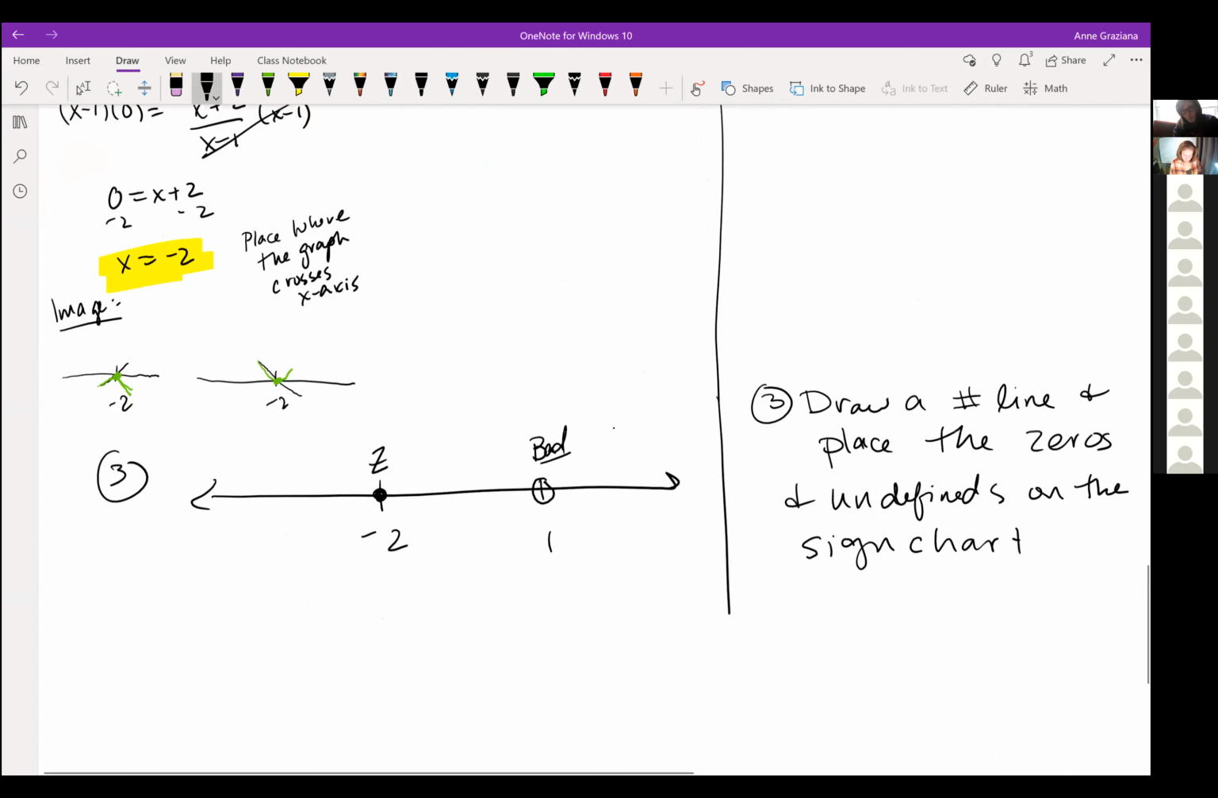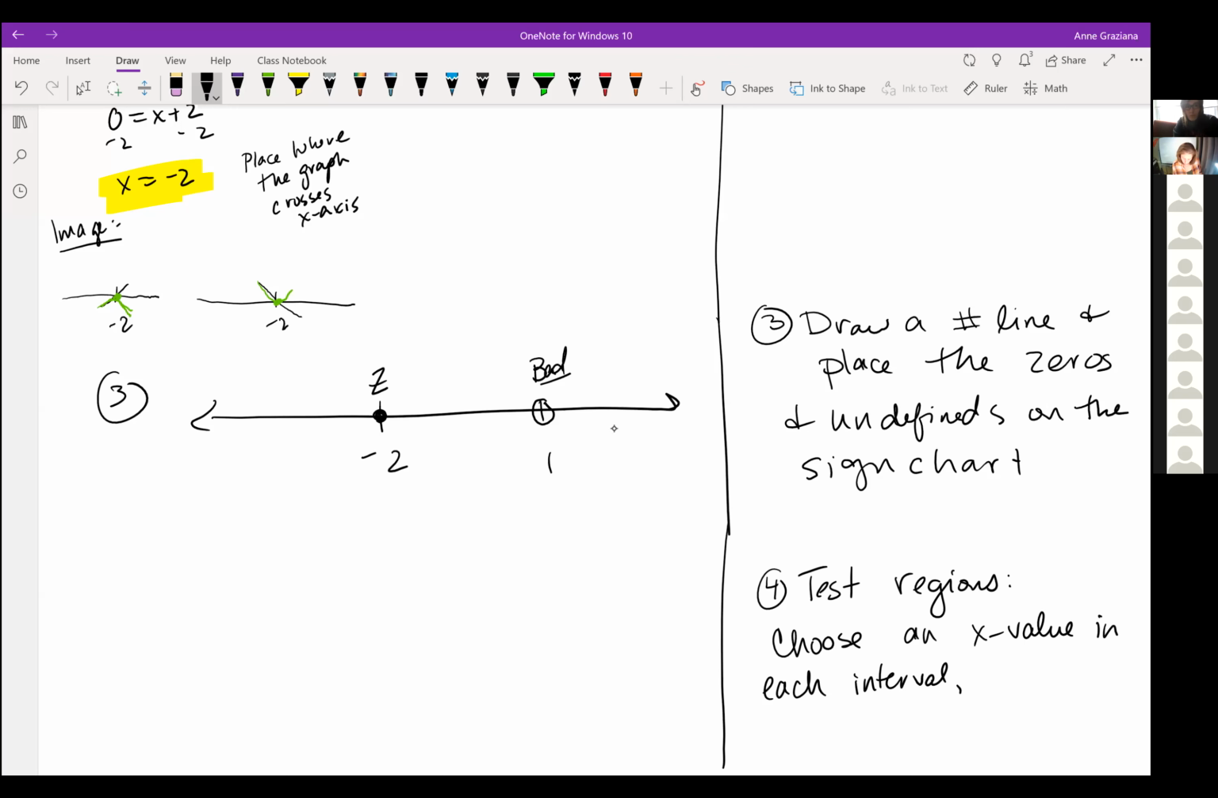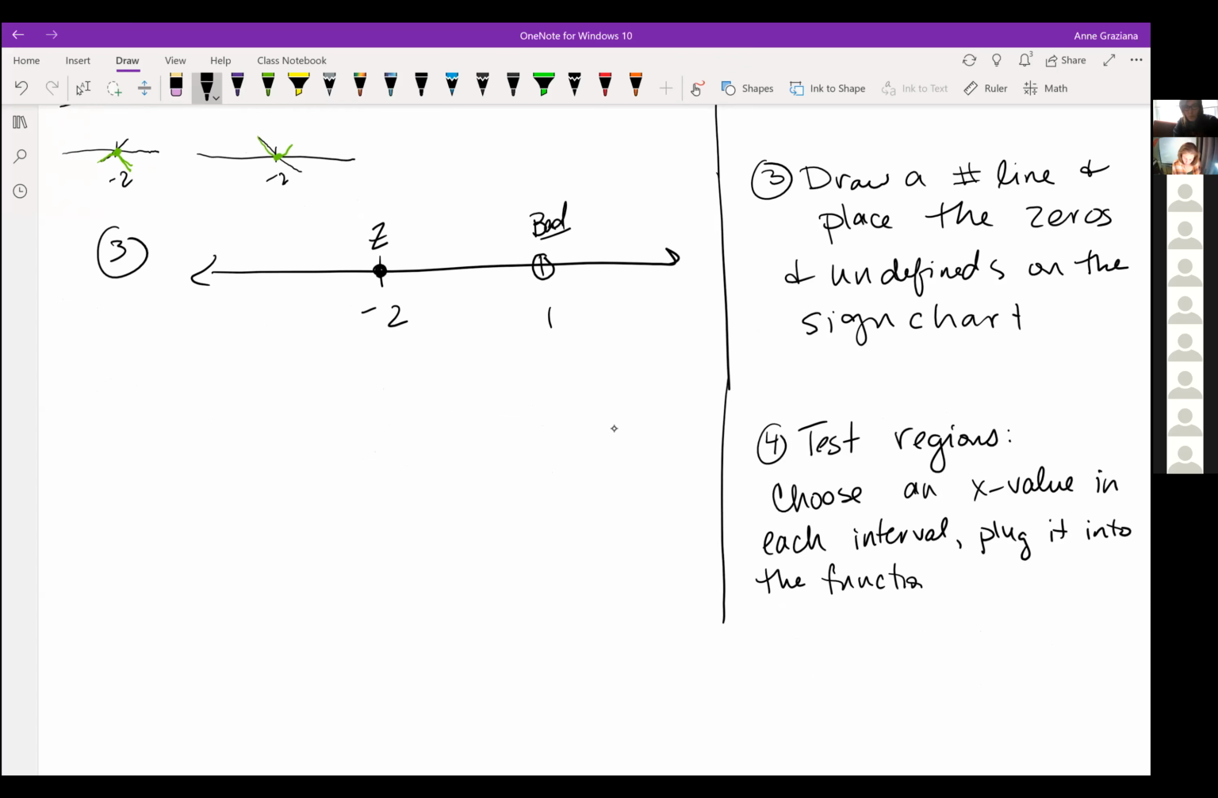Okay. Now, the next step is really important. I don't have my graph to look at. So before, what we would do is look at the graph and see if it's above or below. But I don't have that. So what I'm going to do is I'm going to test regions. Okay. So you choose an x value in each interval, plug it into your function, and record the sign of the output.